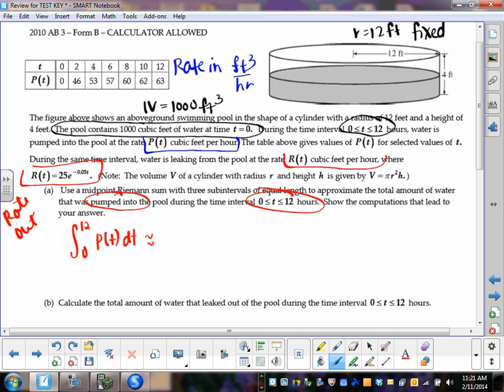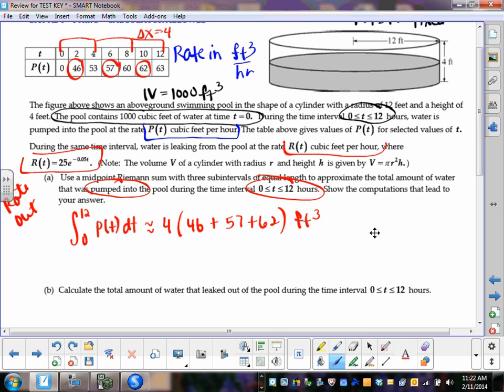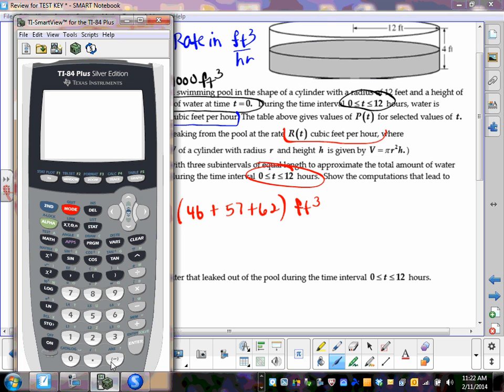We can approximate that using a Riemann sum. It tells us to do the midpoint, so I'm doing every other value, and it tells me the fixed delta x, so that's going to be 4. So I can factor out the 4 and do 46 plus 57 plus 62 in cubic feet, because we found the total amount of water that was pumped in. Okay, now since this is a calculator question, you will need to simplify that out. Plus, you're going to use that value later in this particular problem.